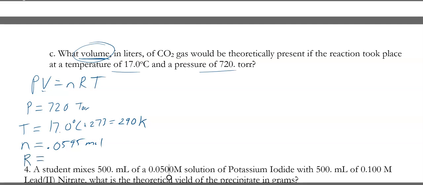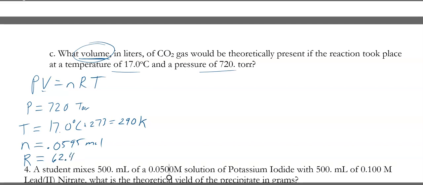Now we need to think about what our units are here. Our units are in torr, and we're going to need an R value that matches torr. Well, torr and millimeters of mercury are actually the same measurements. And so if we look at our units for millimeters of mercury, the R value is 62.4. So we're going to use 62.4 for our R value.